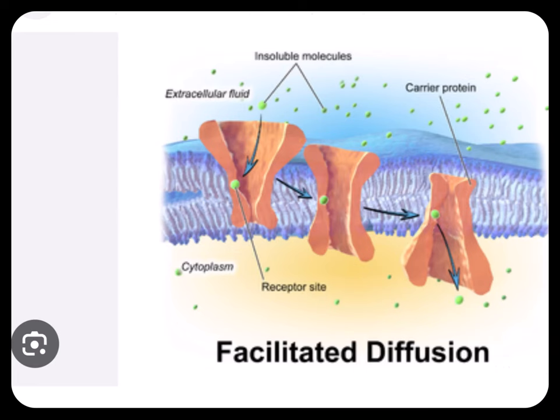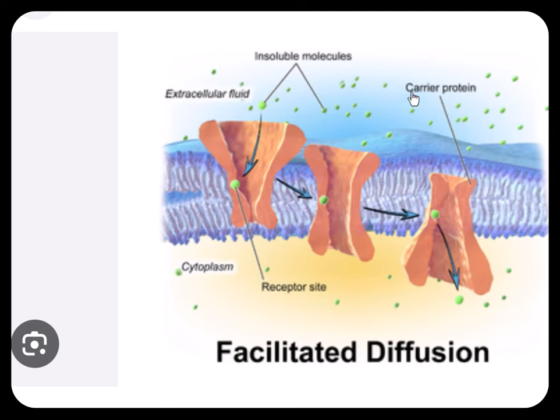Here's a picture from Wikipedia showing facilitated diffusion, but it also shows, if you look, this purple stuff right here, the lighter purple stuff, as opposed to the darker purple stuff. This is supposed to show you the fatty layer that makes up the phospholipid bilayer. Lipid means fat. So it's a bilayer. You can see one layer right here and one layer right here.